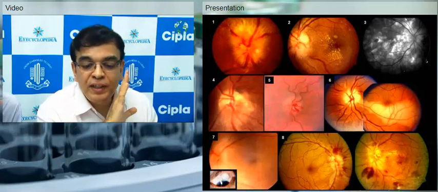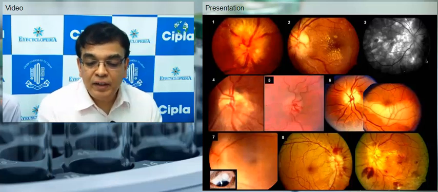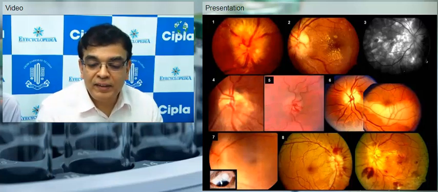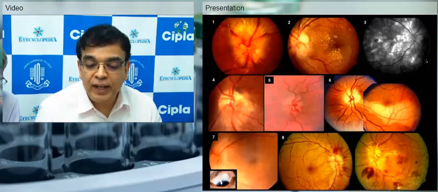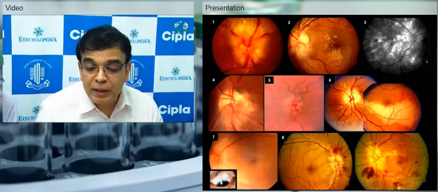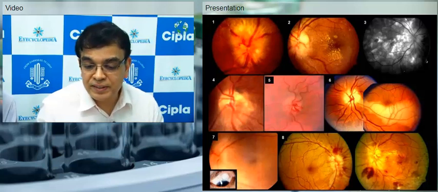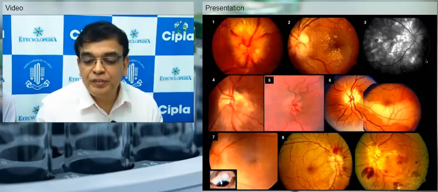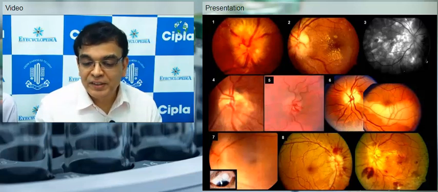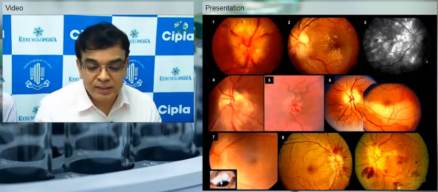Picture 2 clearly shows you disc swelling with an incomplete macular star, or we can call this a macular fan. Again, this is not papilledema, this is neuroretinitis. The third photograph shows you not only disc swelling, but also a lot of choroiditis. So this is a posterior inflammation producing a disc swelling.